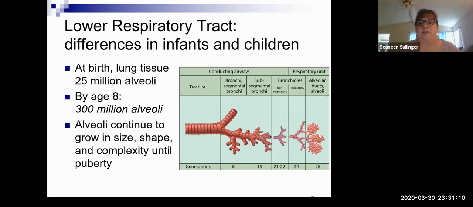One of the things that helps to do that is surfactant. When you don't have enough surfactant, so you're talking about a preemie, then the alveoli collapse and it's very difficult to get them to open up. The surfactant keeps the surface tension on the alveoli so they stay open.